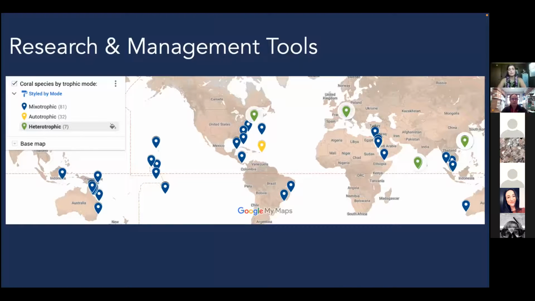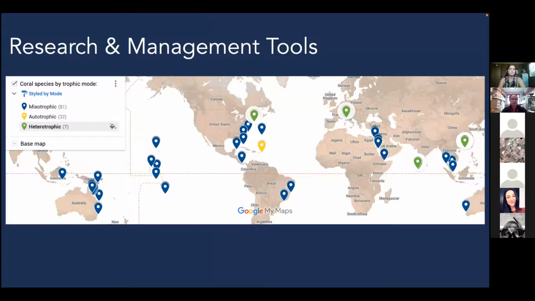This leads directly into research and management tools. We have incredibly useful databases like the Coral Traits Database or World Marine Organization or Marine Organisms. Creating a database of what corals are doing as far as trophic modes would be really helpful.